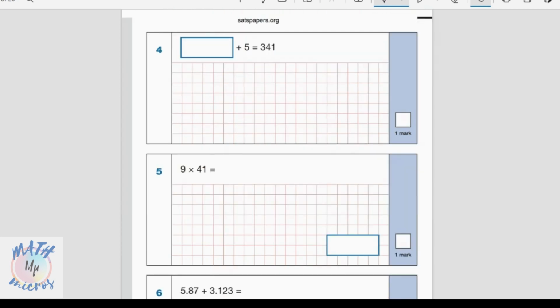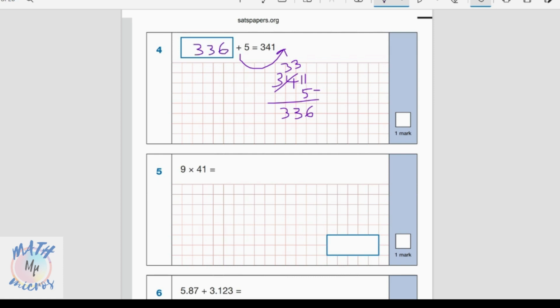Moving on to question 4. What plus 5 is equal to 341? So in order to find the unknown, you move this plus 5 to the other side. So it becomes minus 5. So 341 minus 5. 1 doesn't go. 34 will become 33 and this becomes 11. So 11 minus 5 is 6 and you have the leftover 33. Okay. So the answer is 336.